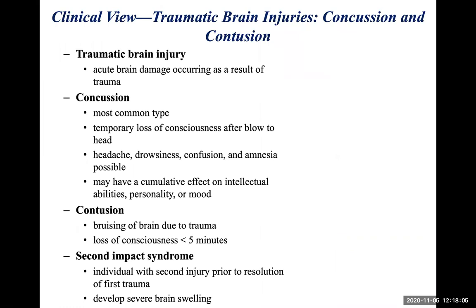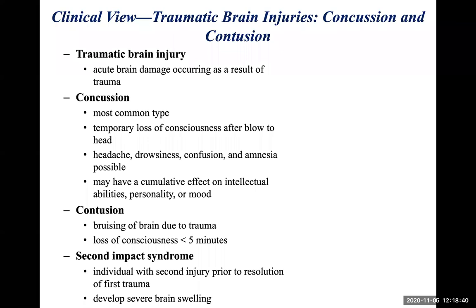Okay, so a little bit on what we call traumatic brain injuries and the differences between contusion and concussion. Traumatic brain injury is something that's gotten quite a bit of press, I would say, in the last 20 years, because we are learning more and more about the effects that, for example, concussions and repeated concussions can have on the brain. So TBI is the umbrella term to include any injury to the brain tissue.